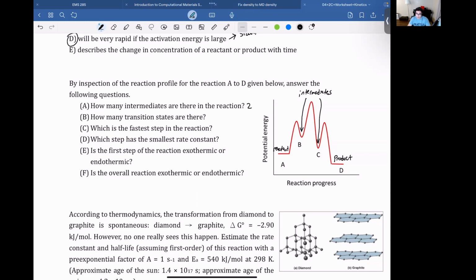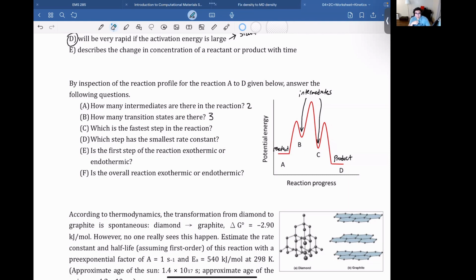How many transition states are there? You're just counting the number of bumps going up. So that's 3 transition states. It has to go from reactants to B. So A to B, that's 1. B to C is 2. C to D is 3. Transitions 3 times. So there's 3 transition states.